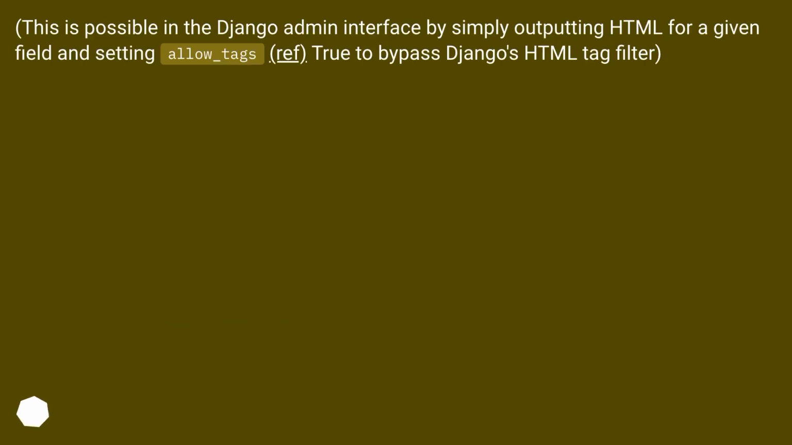This is possible in the Django admin interface by simply outputting HTML for a given field and setting allow_tags = True to bypass Django's HTML tag filter.